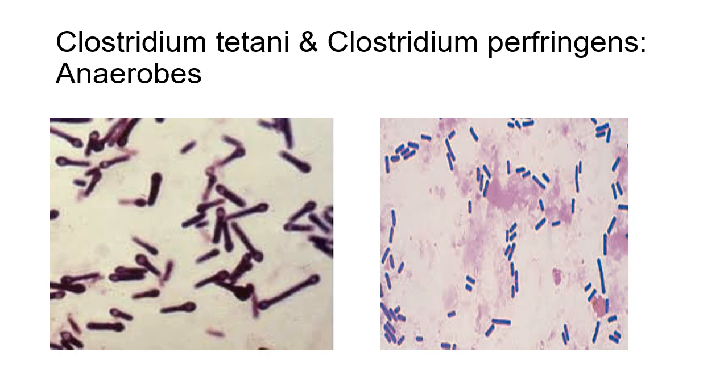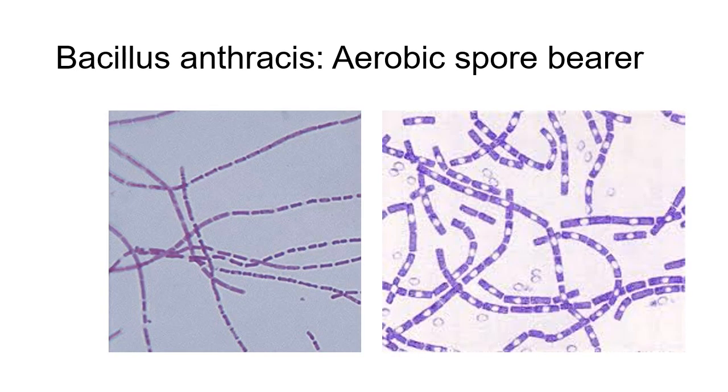Clostridium tetani and Clostridium perfringens are anaerobes. So you can see the swollen end here in the first slide, which is the spore of Clostridium tetani. While perfringens, strangely enough, does not produce many spores, so you can see it just as a gram-positive bacilli. Bacillus anthracis is an aerobic spore-bearing bacilli. You can see the spores in the center as a rail track appearance, if you see here, that you can see the gaps, and those gaps mean that there are spores. You can also see these gaps here, which means again that they are spores.